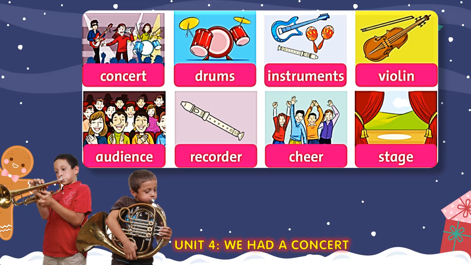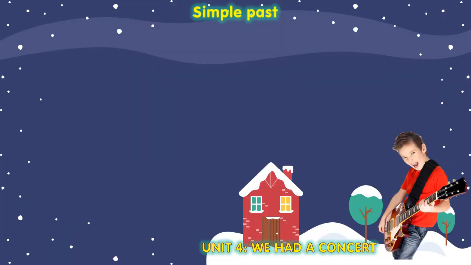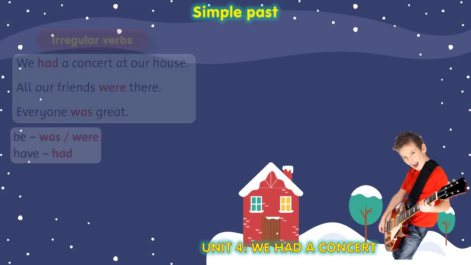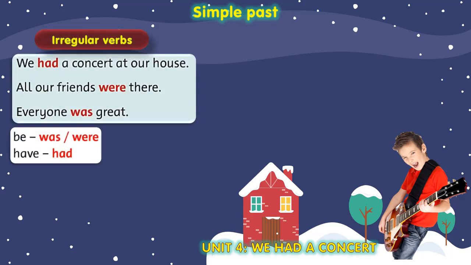So, in the unit, we will review some words at the concert, like concert, drums, instrument, violin, audience, recorder, cheer, and stage. And we also study the simple past with irregular verbs. For example, we had a concert at our home. All our friends were there.